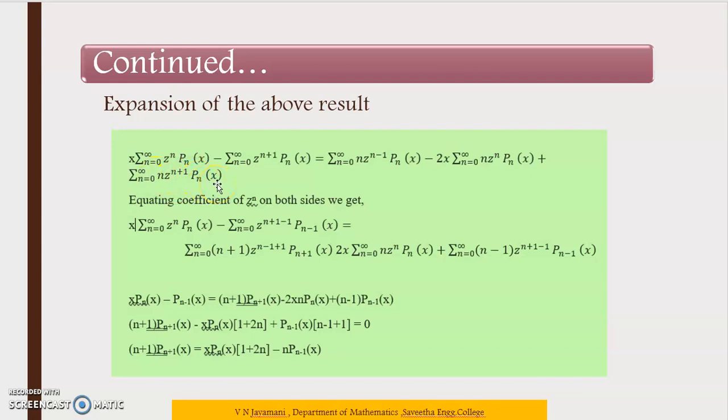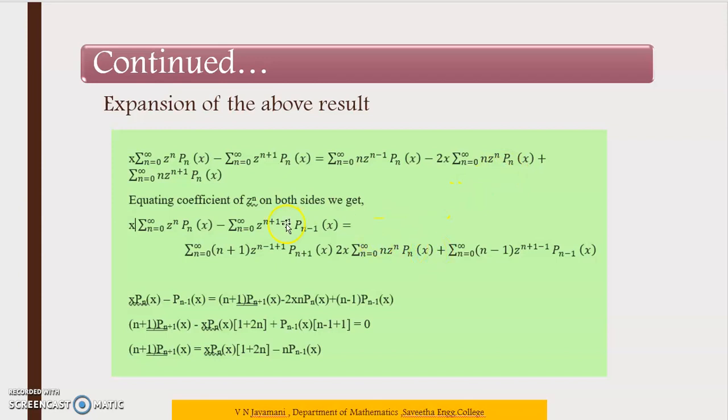Now, equating the coefficient of zⁿ, before that we should have zⁿ only. For that we have to add and subtract 1. So we can write n + 1 - 1, and here also replace n - 1. In the same way, here we should get zⁿ, so add the plus 1. So we'll get (n + 1) into zⁿ⁻¹⁺¹, and here the suffix also becomes n + 1. Then the minus will come. I made a mistake here. So minus 2x into this term, write it as it is.